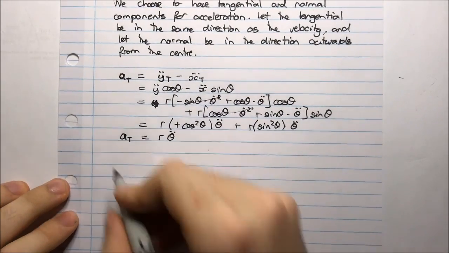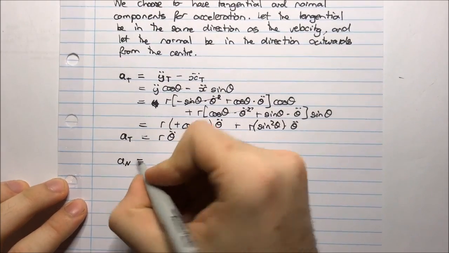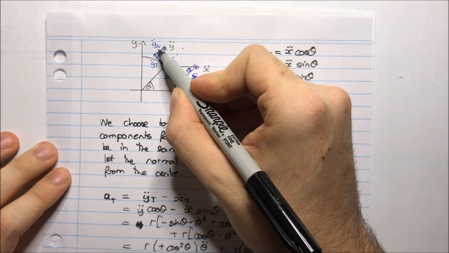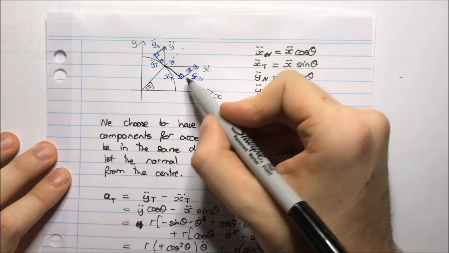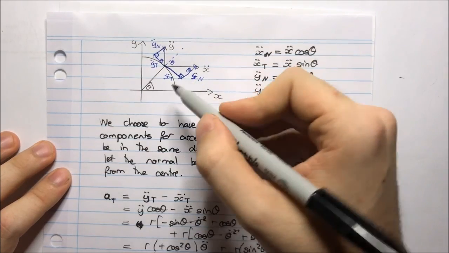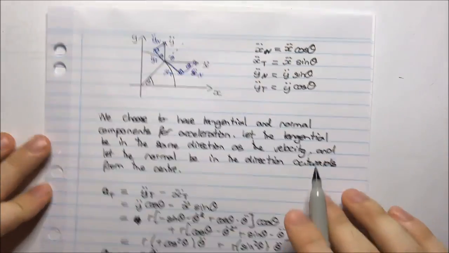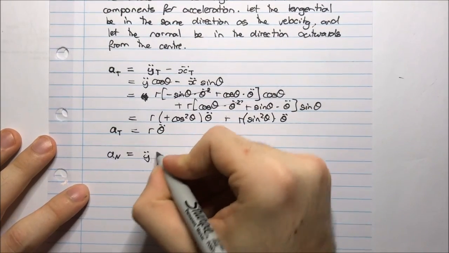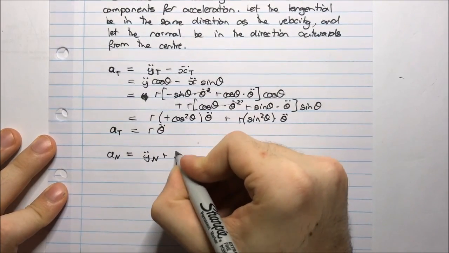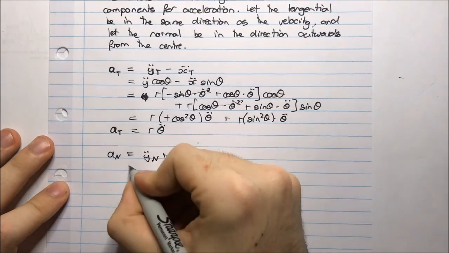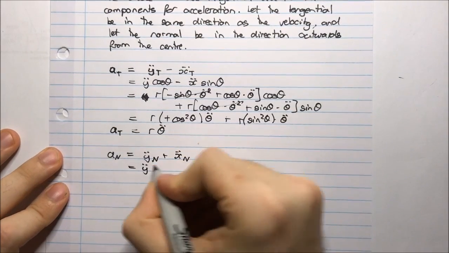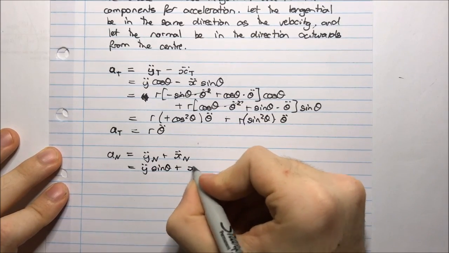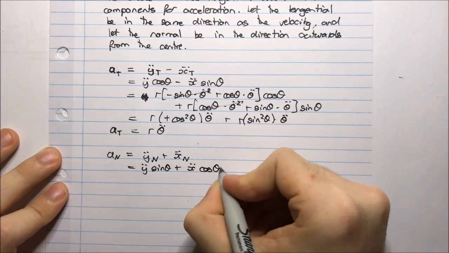Okay, now for the normal direction. Well, in our diagram, we can see that both y double dot in the normal direction, and x double dot in the normal direction are both in the positive direction as we have defined it, and so it will just be the sum of the two. So that's going to be y double dot sine theta plus x double dot cos theta.